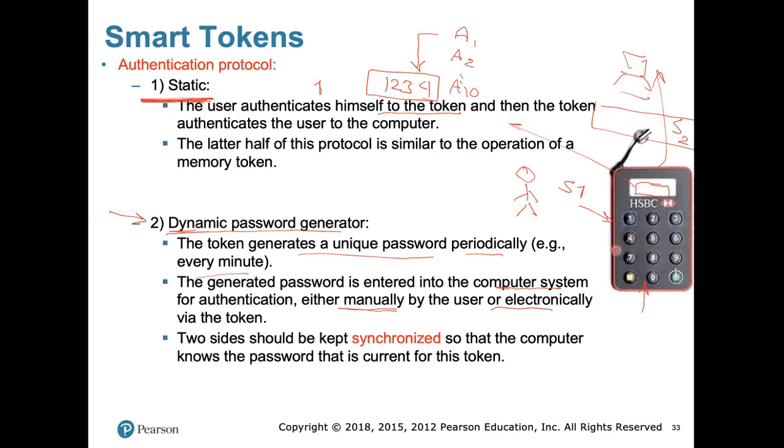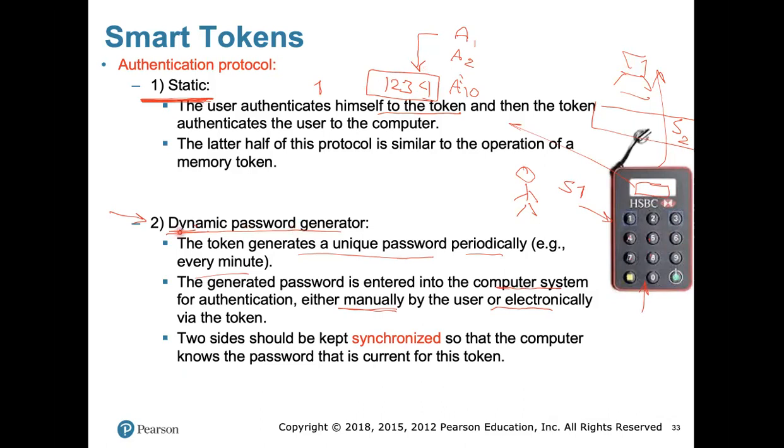I may have the option to change my password. I'm using this token, this is a smart token that works under static. I would have the option to change my password to authenticate myself as a user to the token. But the data which is being sent from the token to the server would always be the same. That's why we call it static.